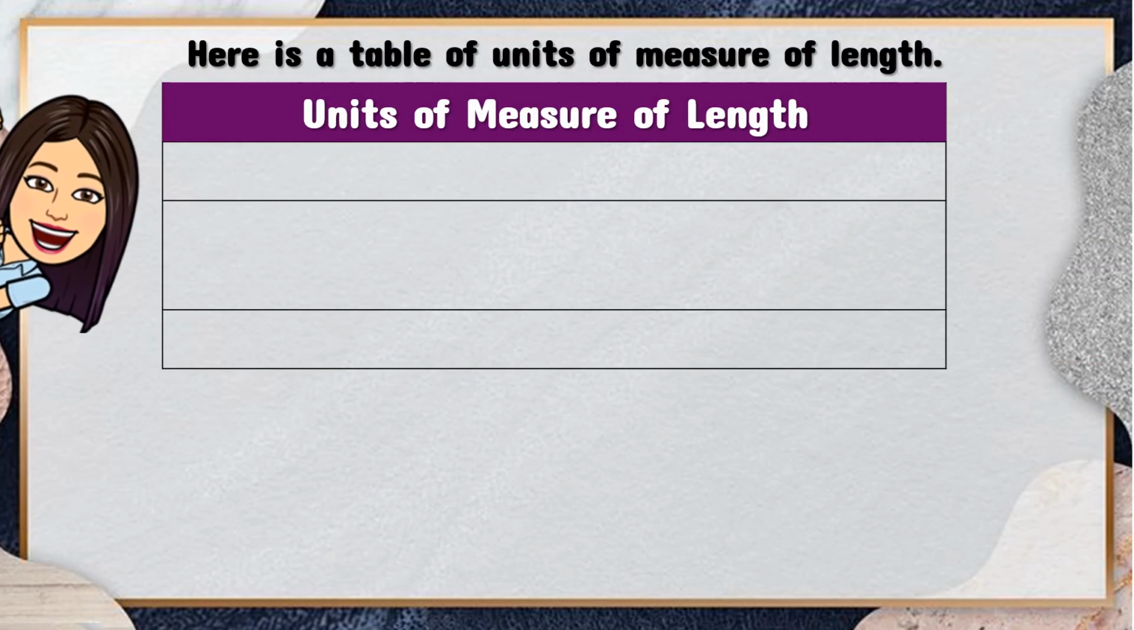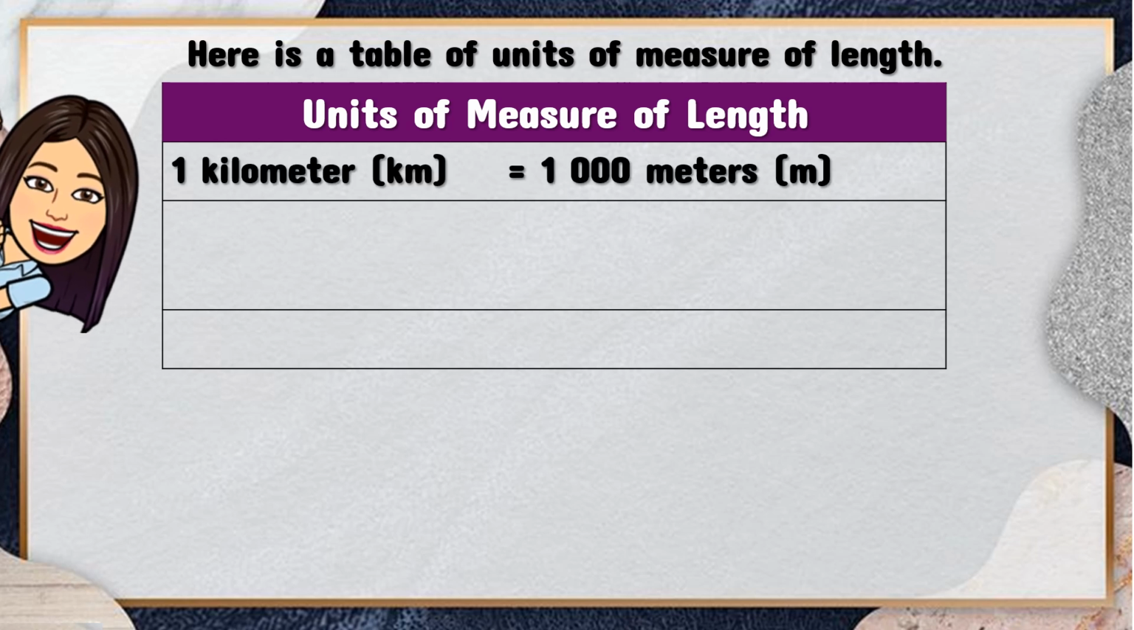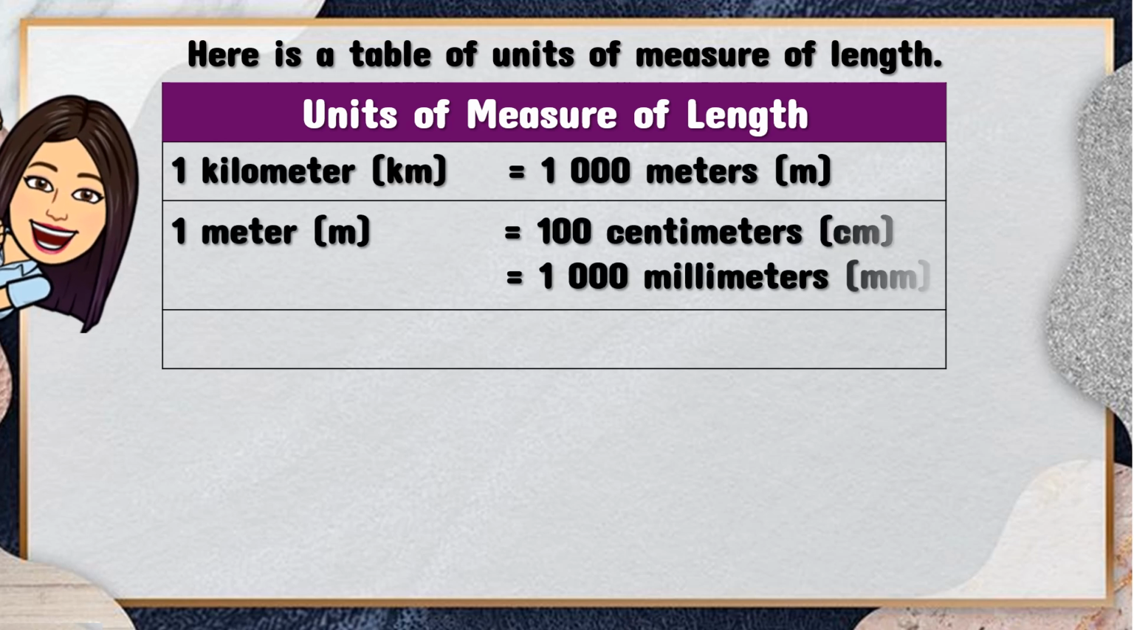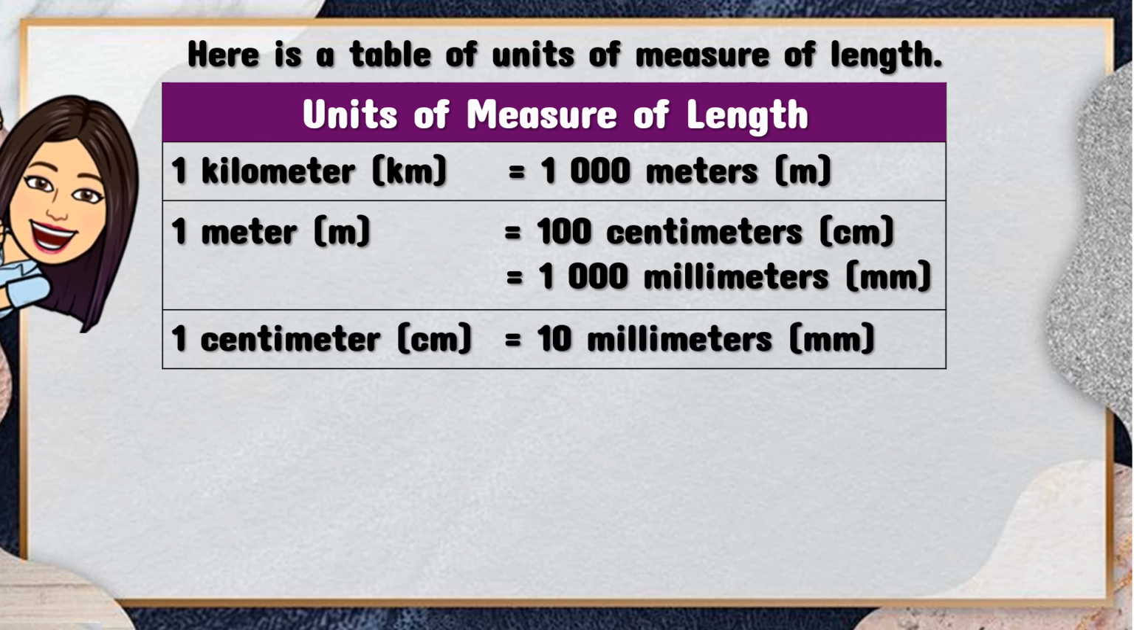Here is a table of units of measure of length. Let's study the table for some common units of linear measure. 1 kilometer is equal to 1,000 meters. 1 meter is equal to 100 centimeters and 1,000 millimeters. 1 centimeter is equal to 10 millimeters.